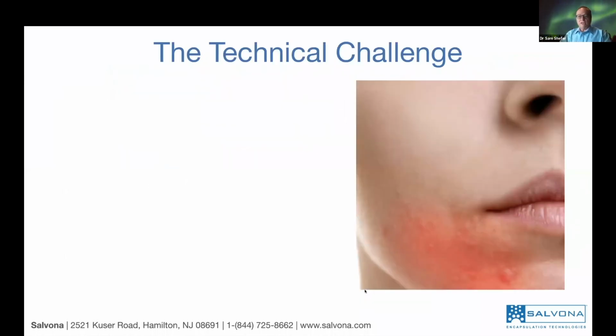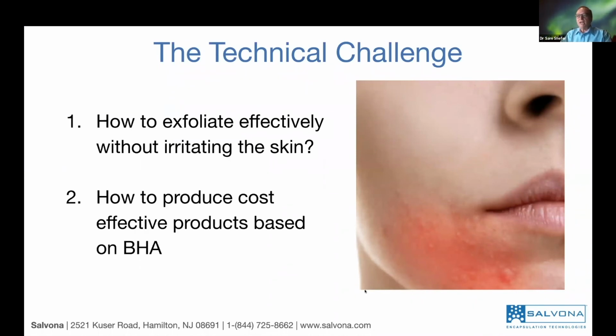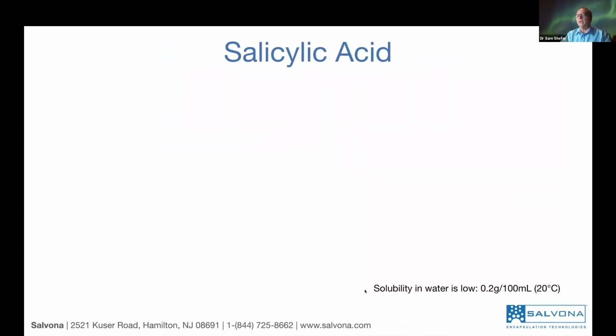What is the challenge? Now we understand there is alpha and beta. I would like to define two challenges here. There may be more, but we'll focus only on these two. Challenge number one is how to exfoliate effectively without irritating the skin. Number two is how to produce a cost-effective product based on beta hydroxy acid, of course, without burning the skin. So these are the two challenges that I'm trying to explain.